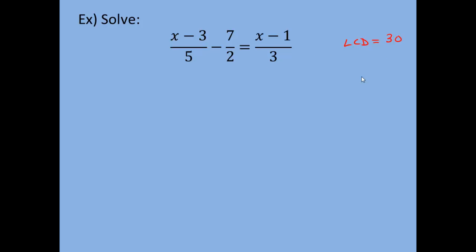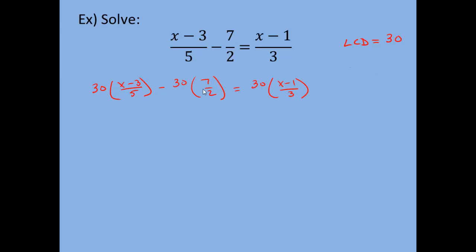Once you've found the LCD, now you want to multiply it to every term. So this is going to be 30 times (x minus 3) over 5, minus, because that's a minus sign there, 30 times 7 halves, is equal to 30 times (x minus 1) over 3. And notice I'm using parentheses to separate it out.